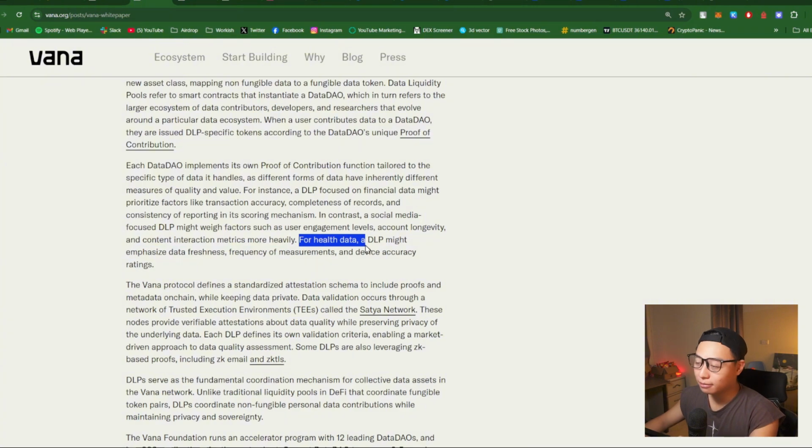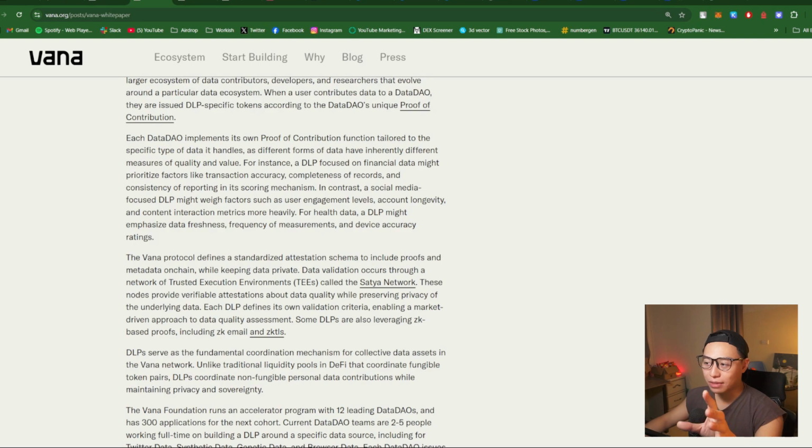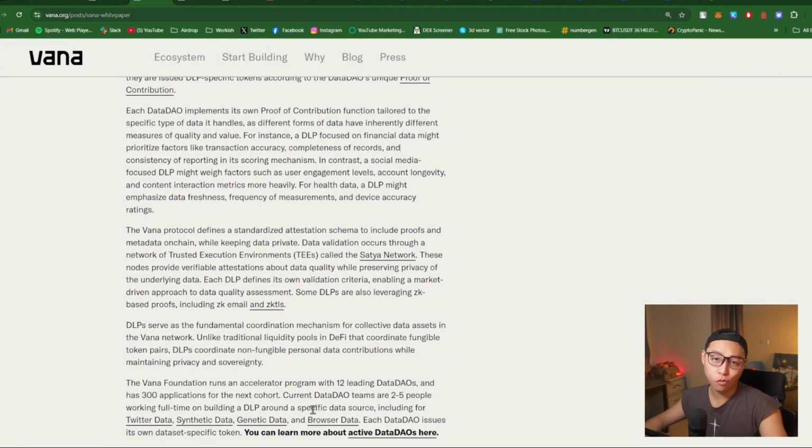You know what I mean? For the health data, a DLP might emphasize data freshness, frequency of measurements, and device accuracy rating. So like maybe on your phone there is a health app. Maybe if you exercise a lot, if you do a lot of activities, your data might be more valuable than someone like me, sitting at home, not really doing anything. And so if you are a big creator on X, on Reddit, if you have a lot of karma on Reddit, if your post has a lot of comments, whatever, right, you and your data will be more valuable than someone who is a new user on X, doesn't have any followers, doesn't really have a lot of interactions, and not quality posts. You know what I mean? In order to understand closely about this sort of data, you have to look at specific DAO's requirements and how they determine these values. This is just an overall way of how they determine it.